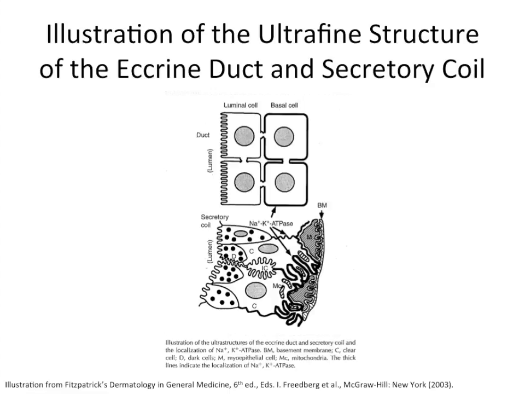So what kind of cells do we have in the secretory coil? If we look here, I mentioned before myoepithelial cells. These are myoepithelial cells that you can see here.